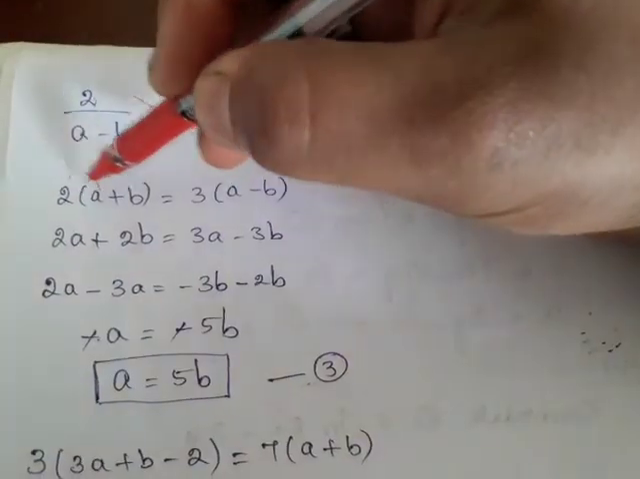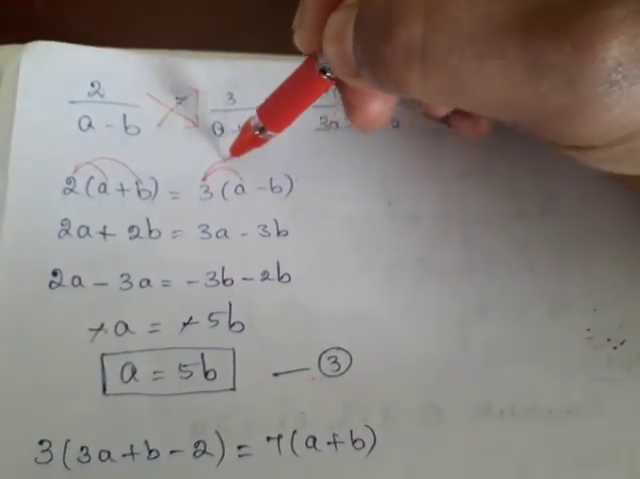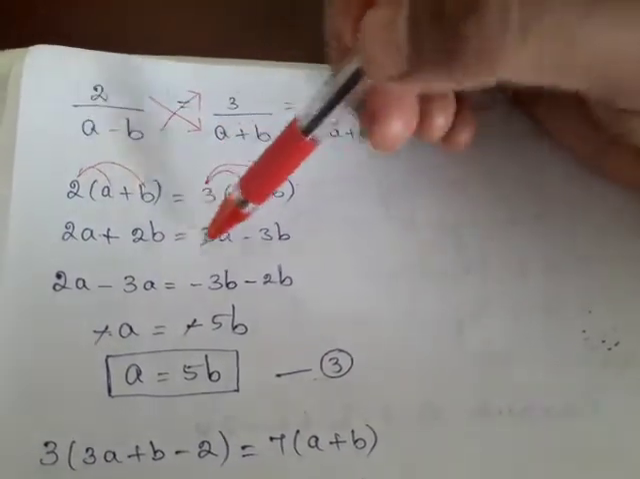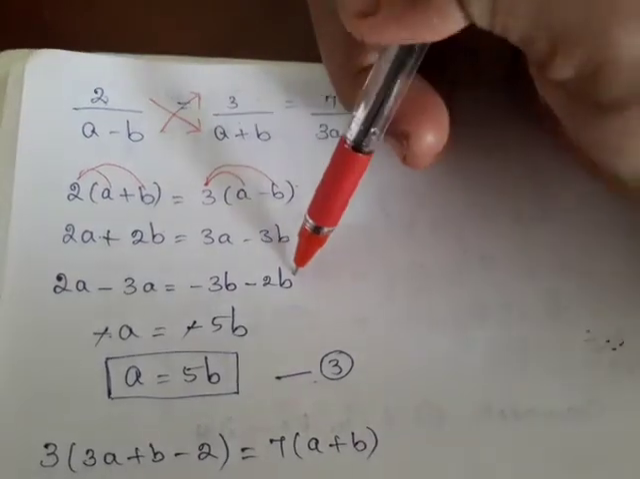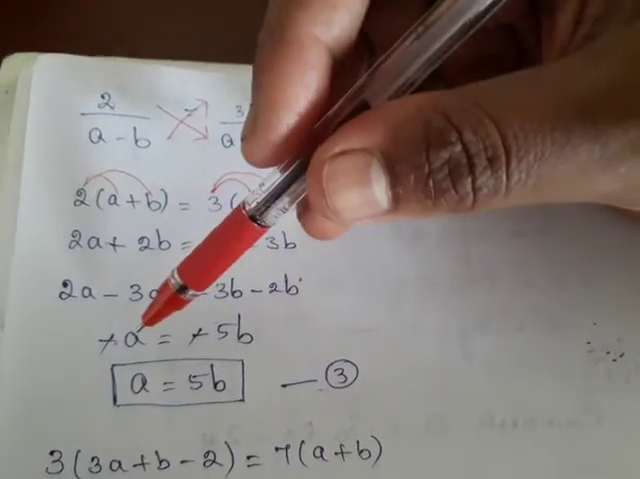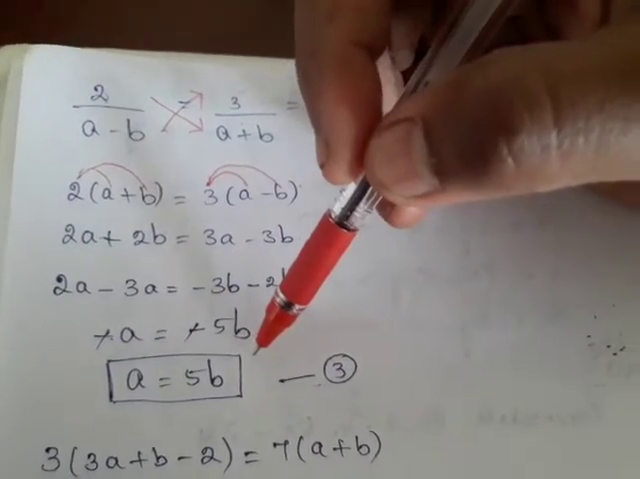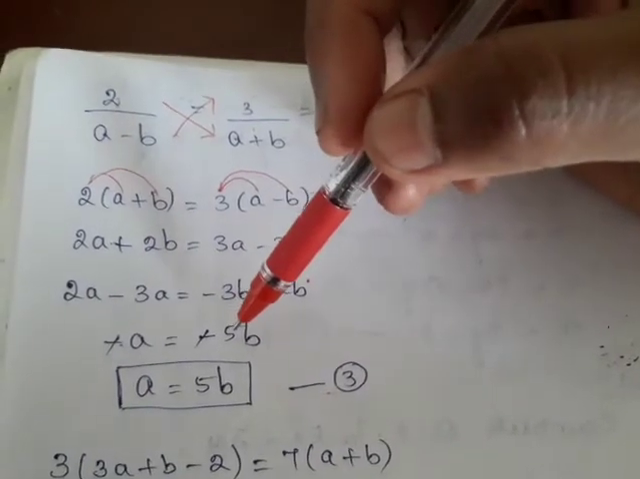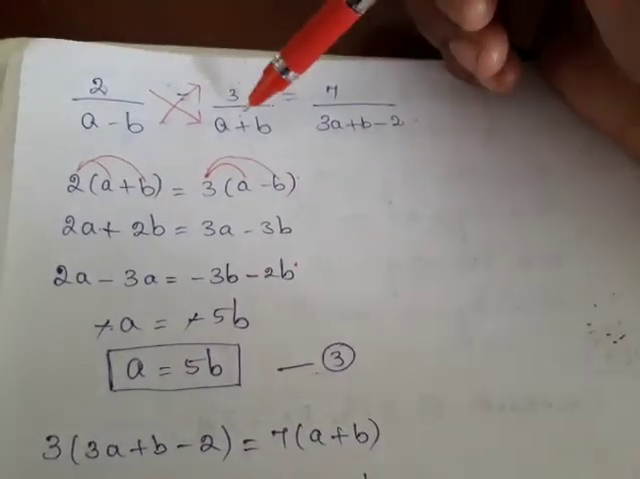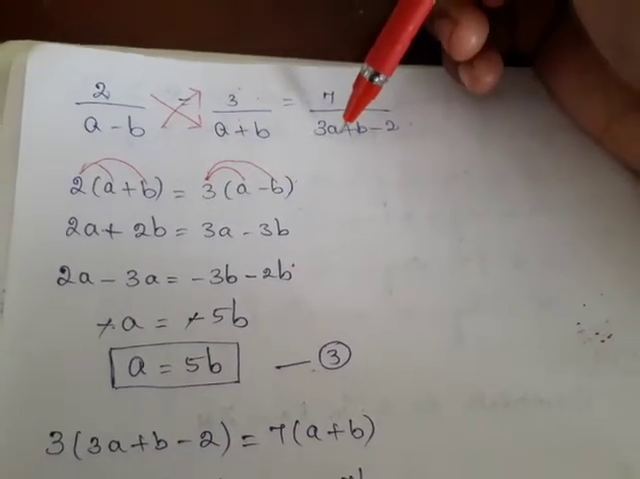So what will happen? 2 into a, 2 into b: 2a plus 2b, which is equal to 3a minus 3b. Minus sign we have. Then bring like terms to one side. 2a minus 3a equal to minus 3b minus 2b. So minus a equal to minus 5b, minus minus will get cancelled. So we got a equal to 5b, right? Again we got a in terms of b only. So we didn't get the ready-made answer here. So what should you do? You equate any of the other two ratios and try to find the b value, right?